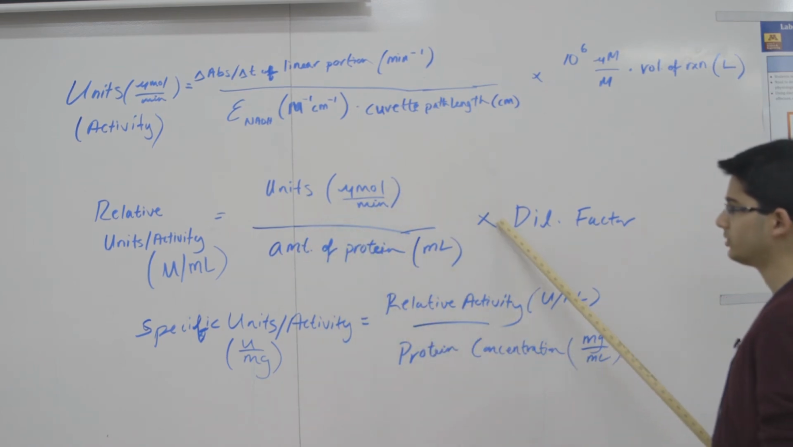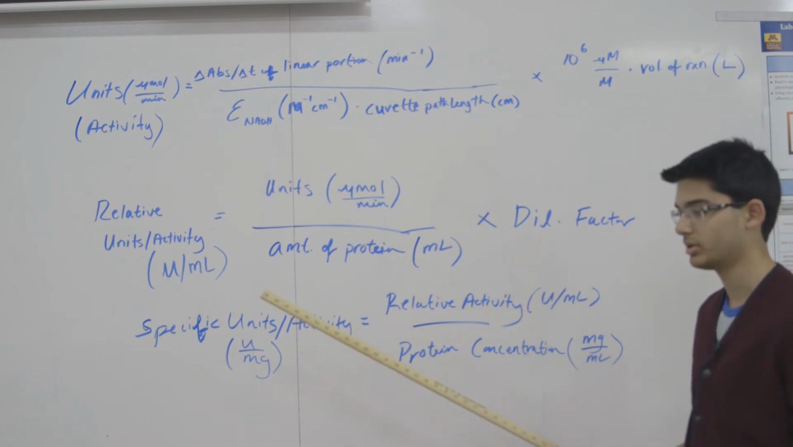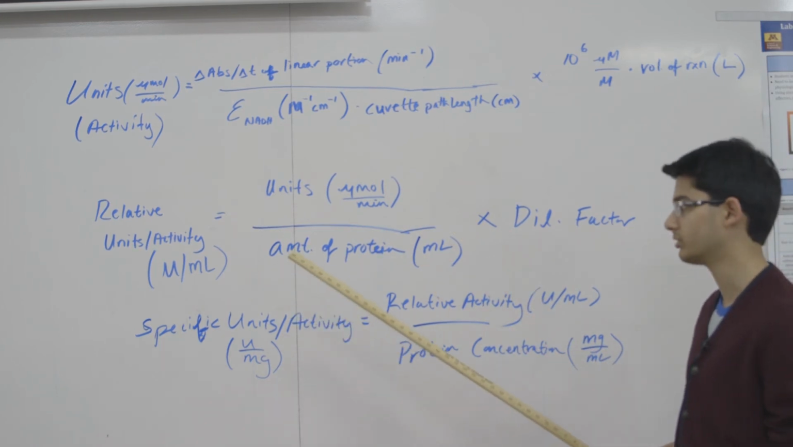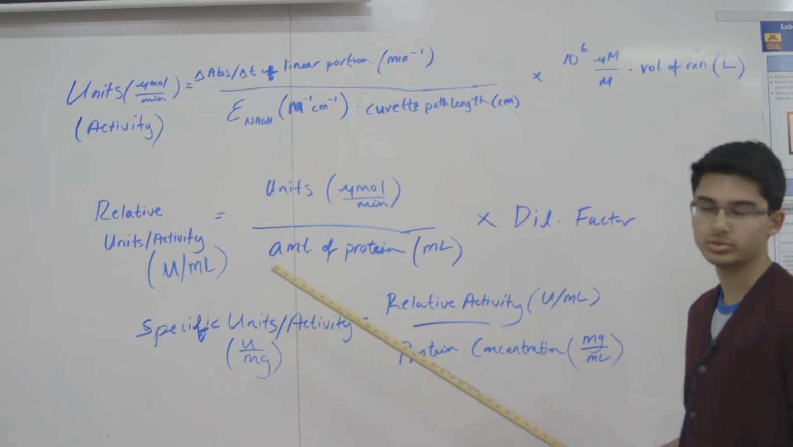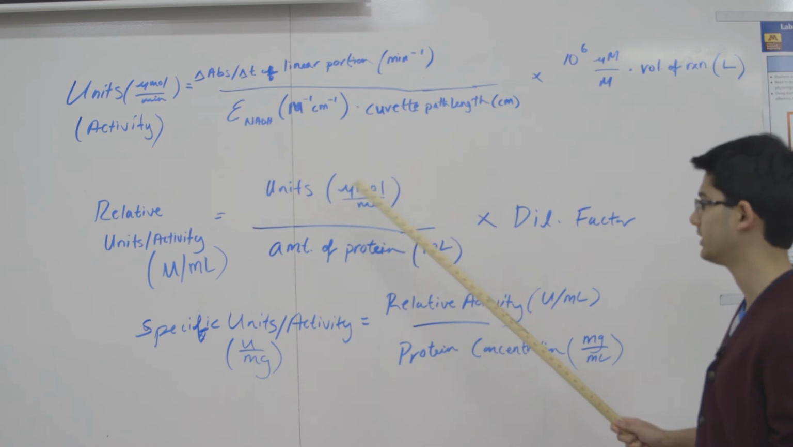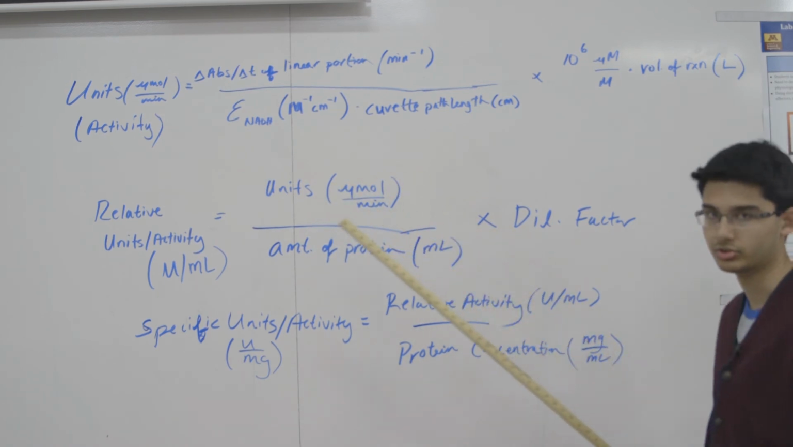And if you did a dilution factor beforehand, say you took 10 microliters and you diluted it into 100 microliters, that would be a dilution factor of 10. So you'll multiply your relative activity in the end by 10 to account for that initial dilution.